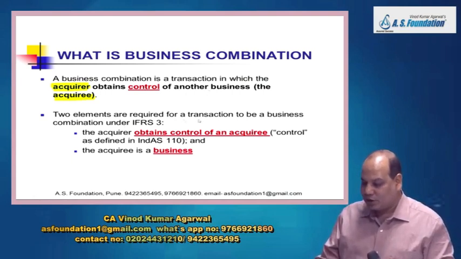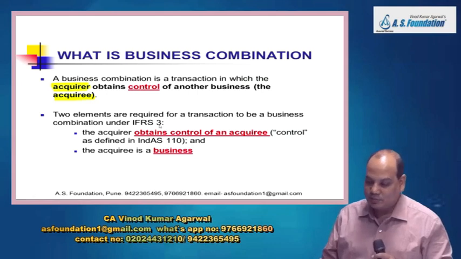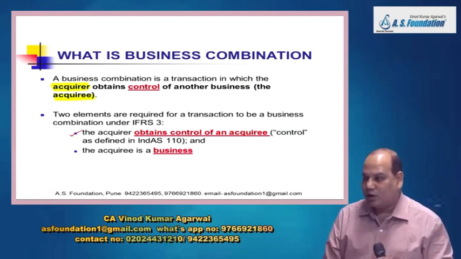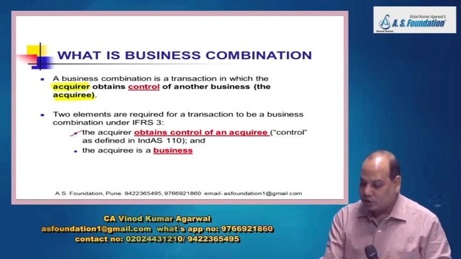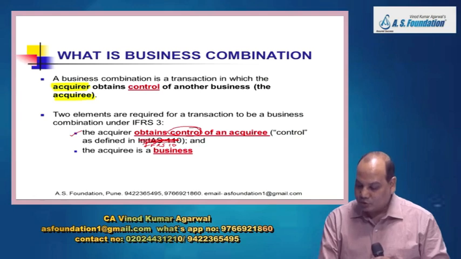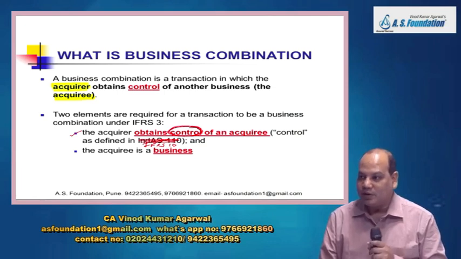The two elements that are required in a transaction to be called a business combination. Now, if you look at this definition, to apply this standard, condition number 1, the acquirer should obtain control over the acquiree. Now, what is control? Control is defined in IFRS 10. So right now we will not go into too much detail of control. Control means you have the power to direct the relevant activities.